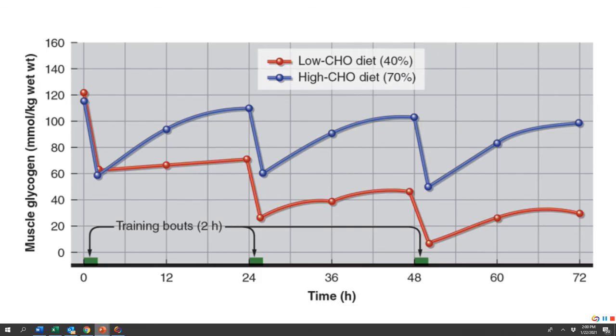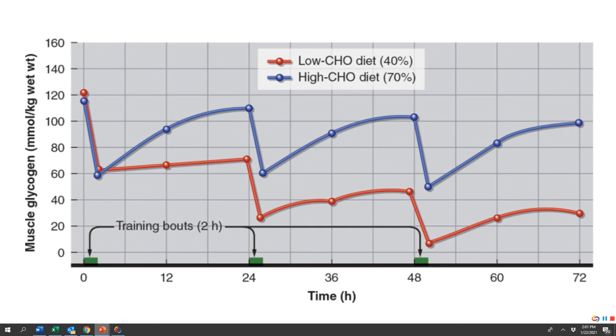Now, I want you to look at this figure here, and we'll probably talk about this in class a little bit more, but what do you see? Let me orient you. On the x-axis, we've got time. On the y-axis, we've got the amount of glycogen in the body. Wherever we've got these green squares, that just means that we worked out for 2 hours. So this is high-intensity training for 2 hours. The blue line is a high-carbohydrate diet. The red line is a low-carbohydrate diet.